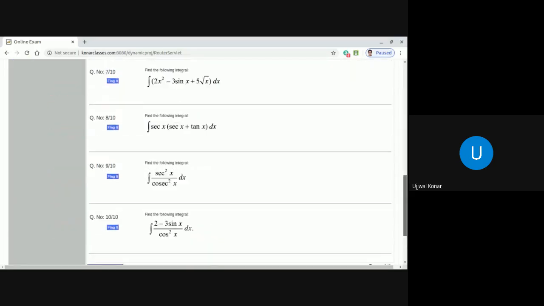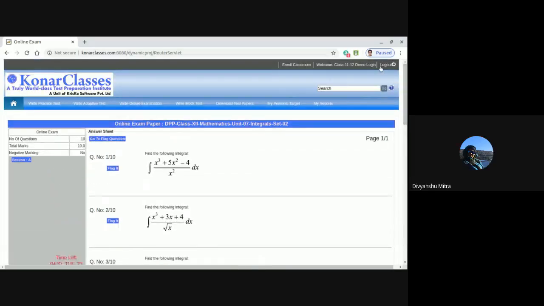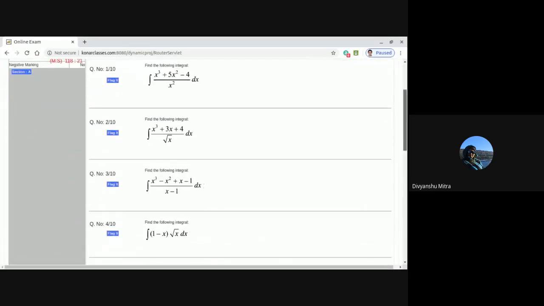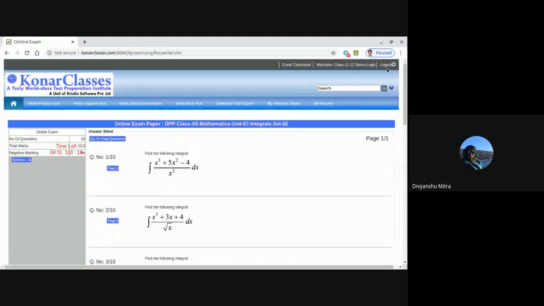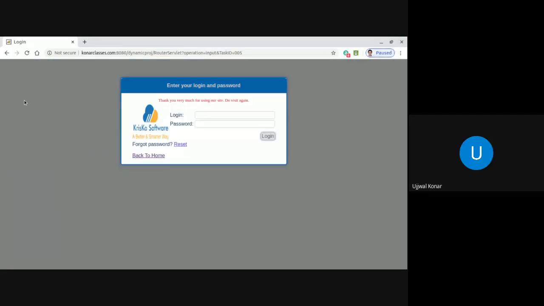I didn't do the entire set 3 because I had many doubts in it, like how to solve those problems. Okay, we will discuss. Let everyone complete set 3, then we will discuss. So today, we will practice some problems leveraging both transformation and substitution.